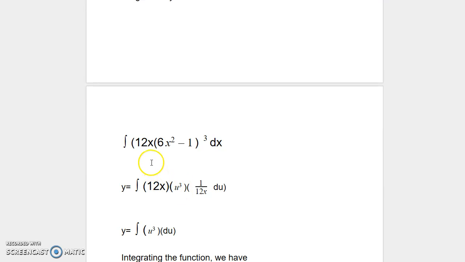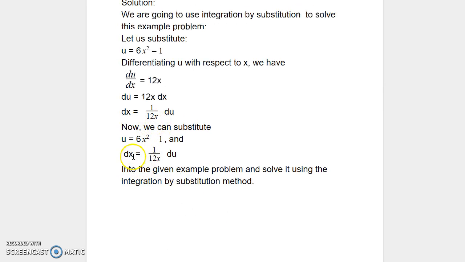So our given example problem reads as follows: integral 12x (6x squared minus 1), the whole thing raised to the power of 3, dx. Wherever we see 6x squared minus 1, we're going to substitute it by u. So 12x remains the same, 6x squared minus 1 we substitute by u, and then to the power of 3. And then dx, we're going to write as 1 over 12x du, as shown here.